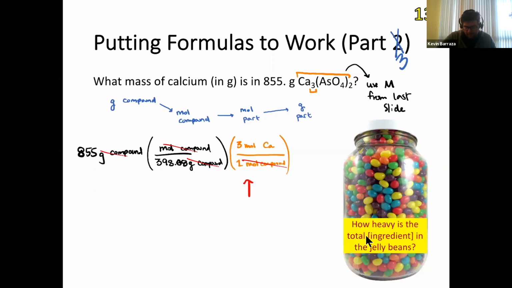And again, this comes from the fact that formulas are recipes. Remember in the previous lecture, we called it the law of definite proportions. It means that a substance will always have the same ratio of atoms in its particles, in its molecules. So water is always H2O. This substance is going to always be 3 calciums in each compound particle. And now we want to know how heavy is the calcium that's inside.